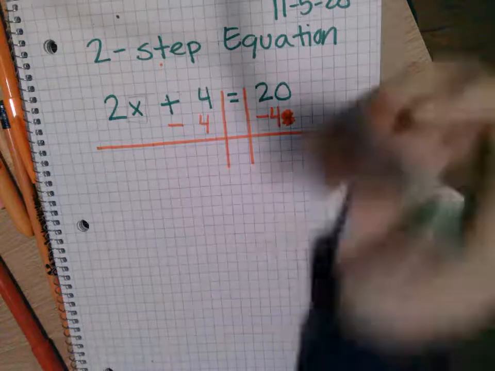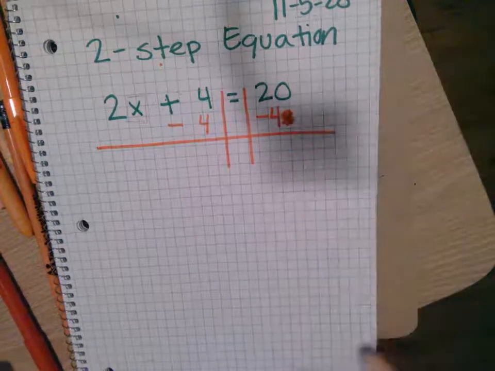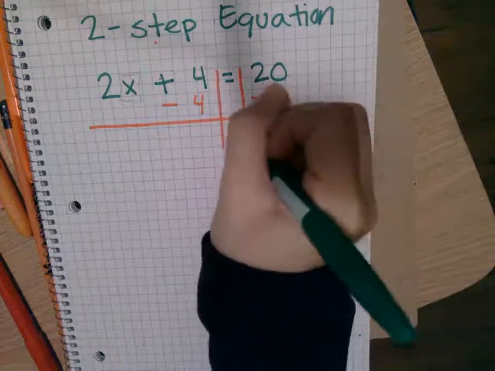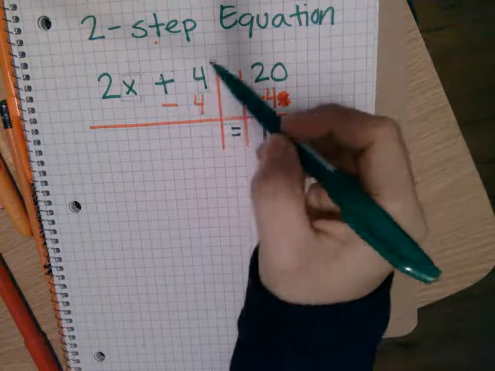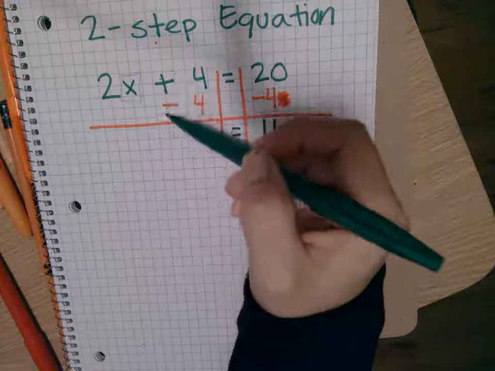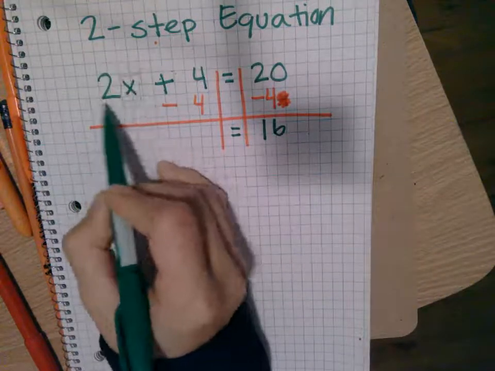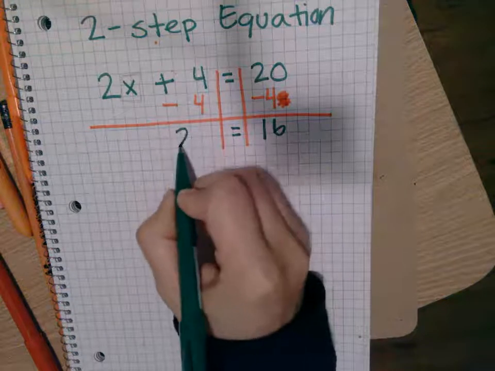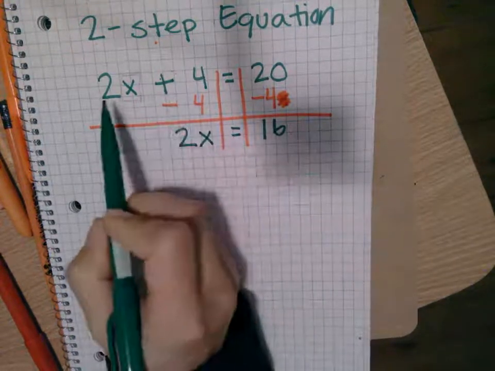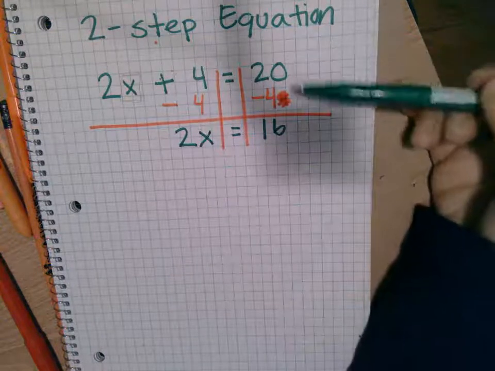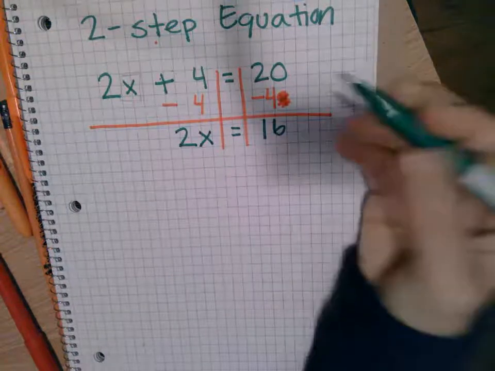So let's do this work. 20 minus 4 like we were in 2nd grade. We don't have to change anything. 16. 16 is equal to. Now, I got rid of this 4, right? It gets eliminated. It equals 0. We don't worry about it anymore. But we bring this down. So we still have a 2x because I didn't move the 2. I just moved the 4.